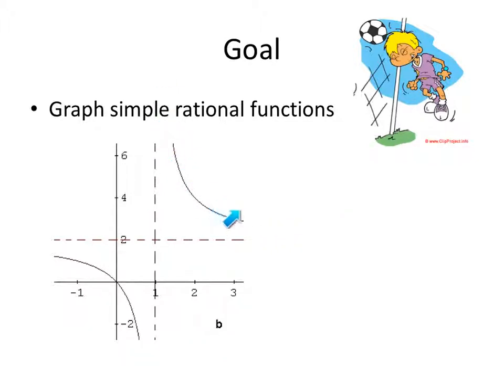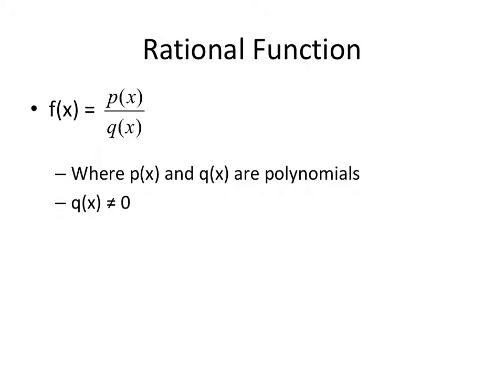They actually should have arrows on both ends, implying that they go on forever in both of these directions. Notice that they're also symmetric to each other. So this is what a rational function looks like. It's a polynomial divided by a polynomial, and then q of x, the bottom part, cannot be 0, because again, you can't divide by 0.